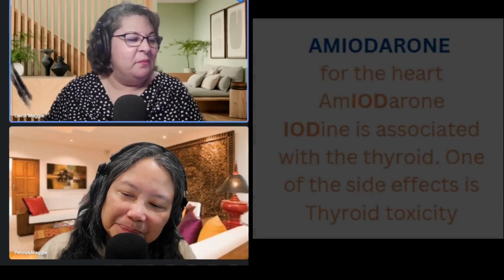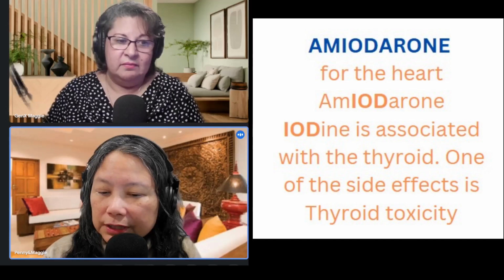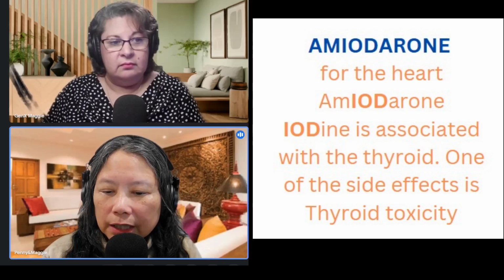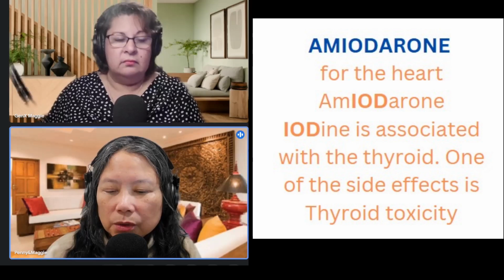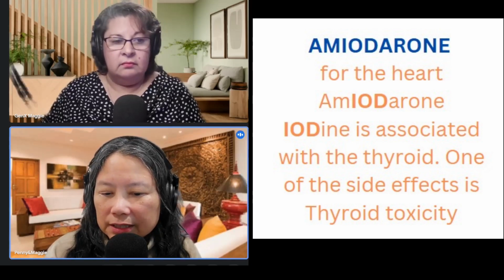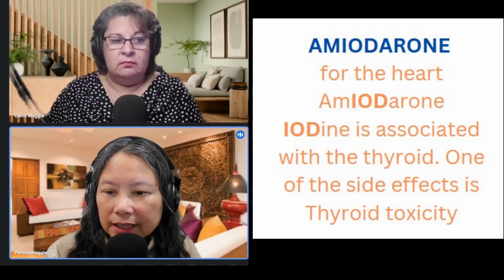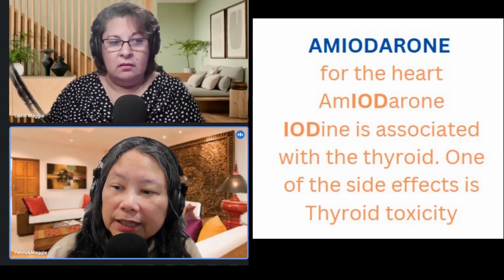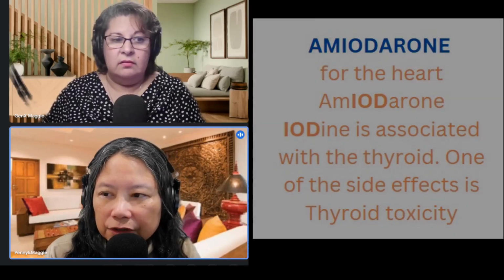Okay. Amiodarone. Amiodarone is for the heart, but in the middle of the word you see IOD, right? So iodine, which also has to do with your thyroid. One of the major side effects of this drug is thyroid toxicity. So this is to remind the doctor that this is a possibility, and to make sure that if they're going to order it for someone that has thyroid issues, they double check and see if this is going to be safe for them or not.